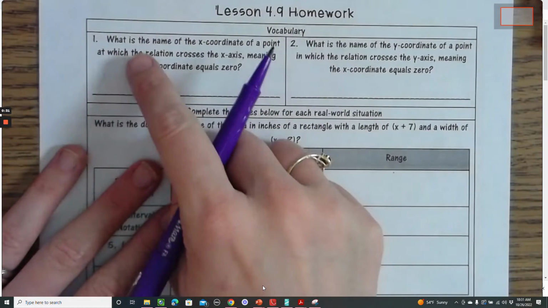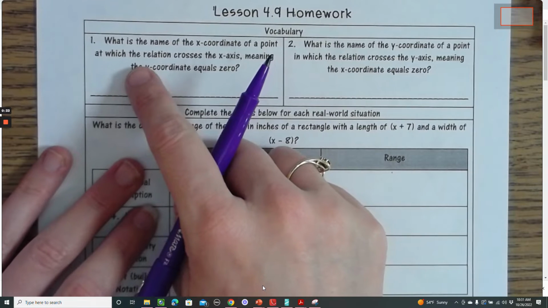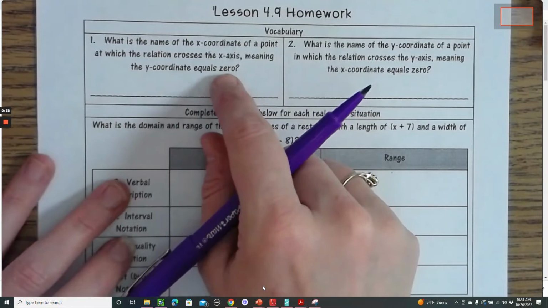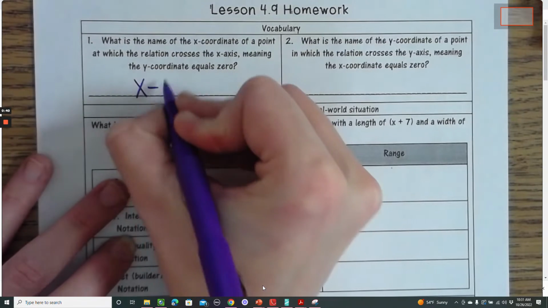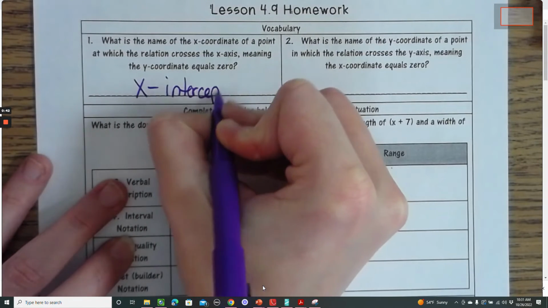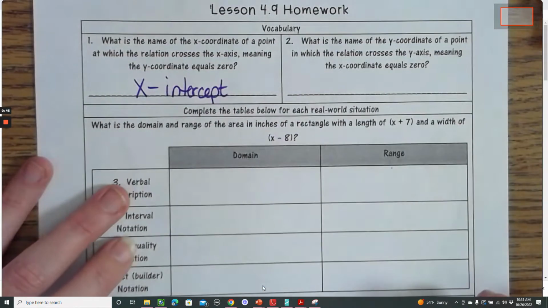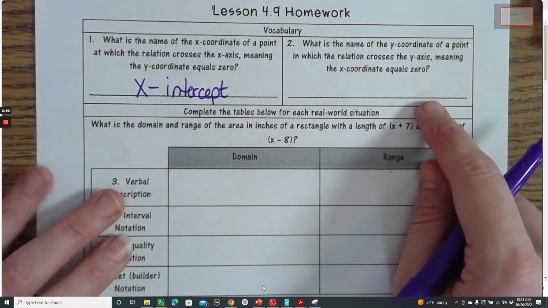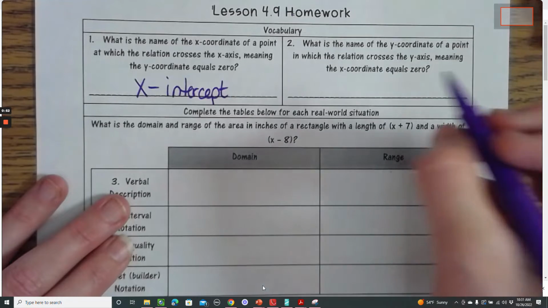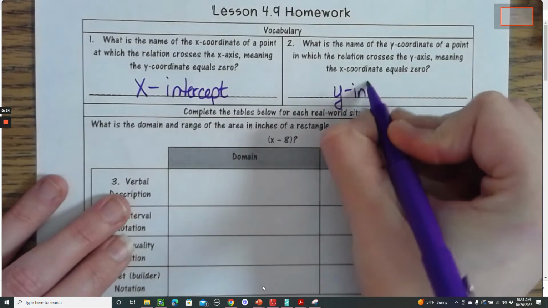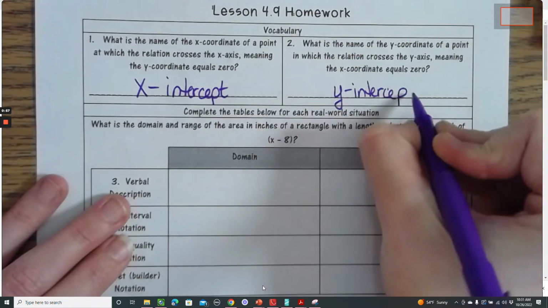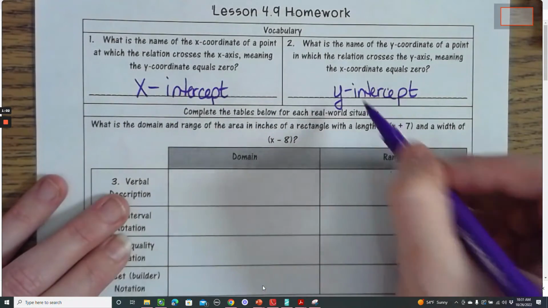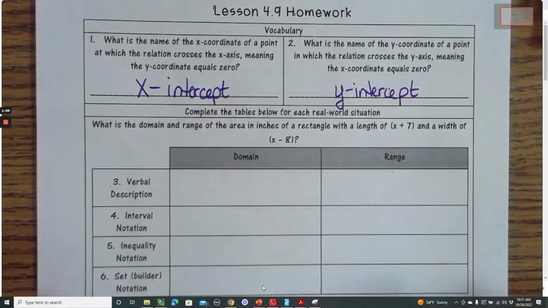All right, number one, what is the name of the x-coordinate of a point at which the relation crosses the x-axis, meaning the y-coordinate is 0? If y is 0, we're talking x-intercept. And then number two, what's the name of the y-coordinate of a point in which the relation crosses the y-axis, meaning the x-coordinate equals 0? This is the y-intercept. So when y is 0, we're talking about the x-intercept. When x is 0, we're talking about the y-intercept.